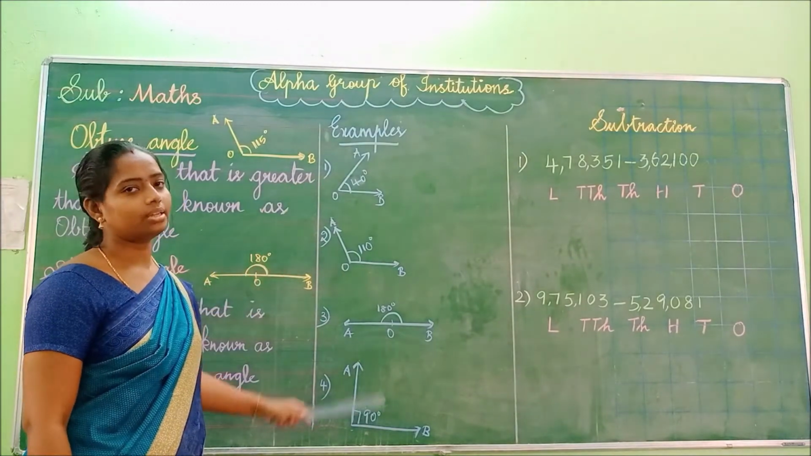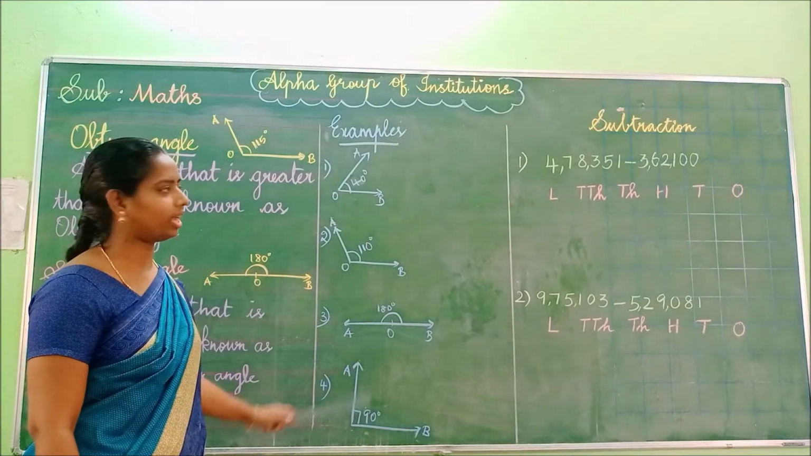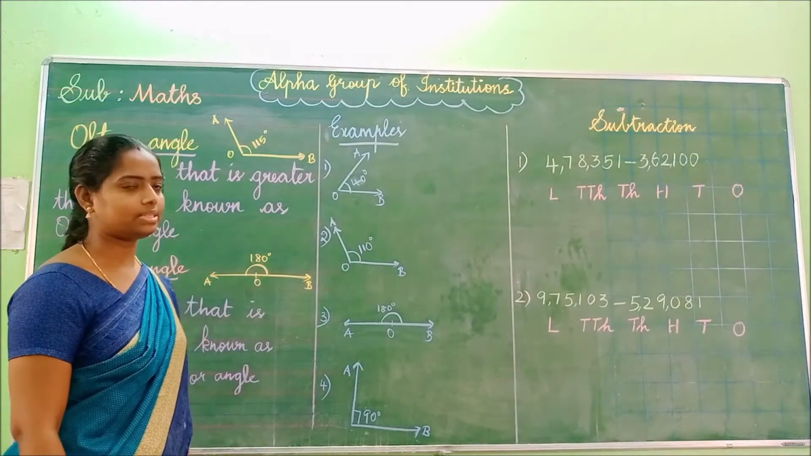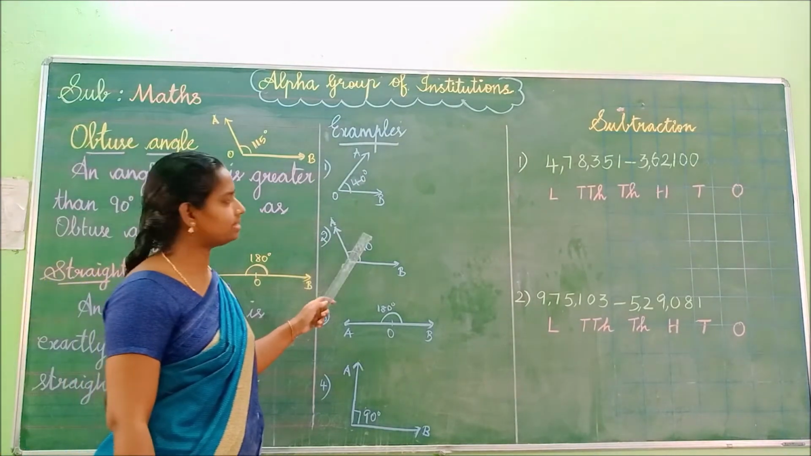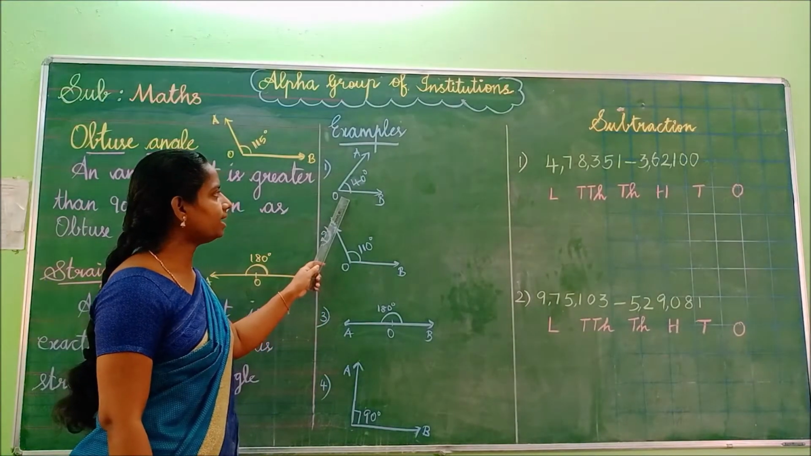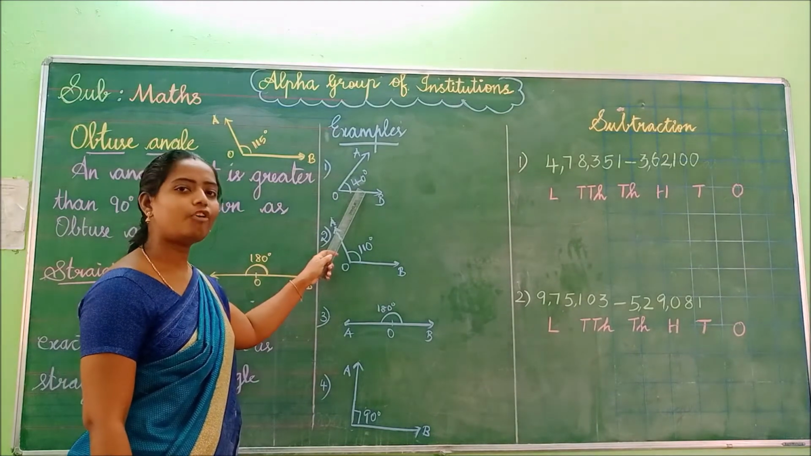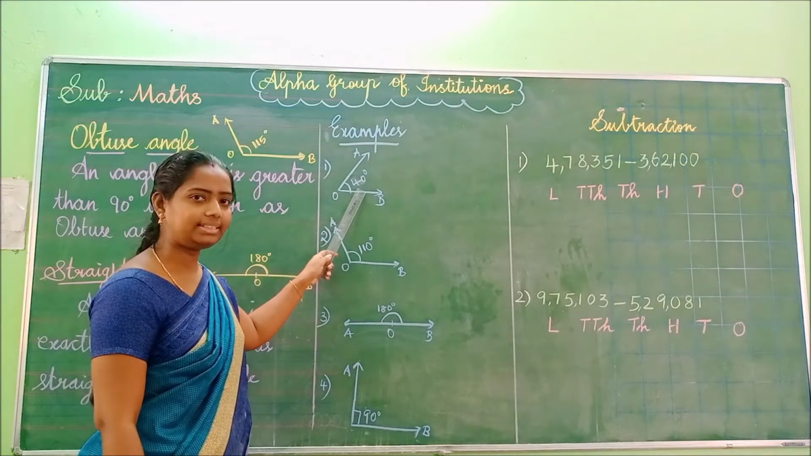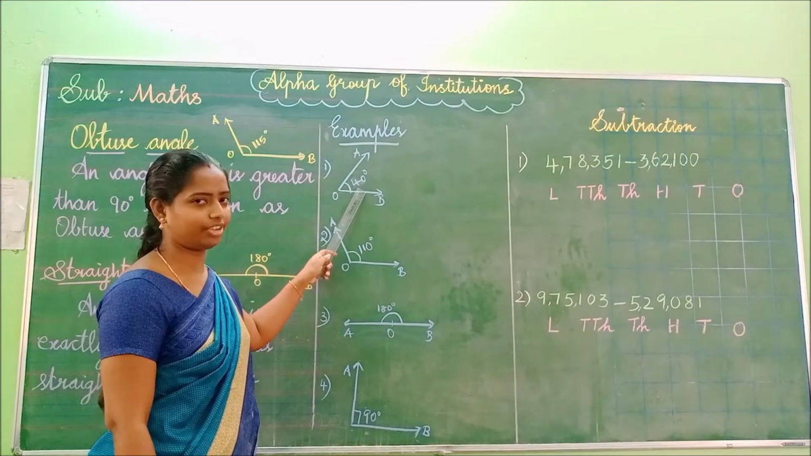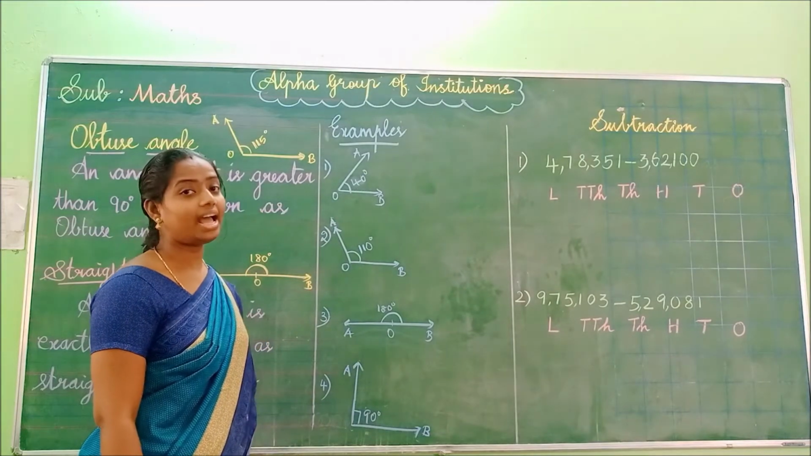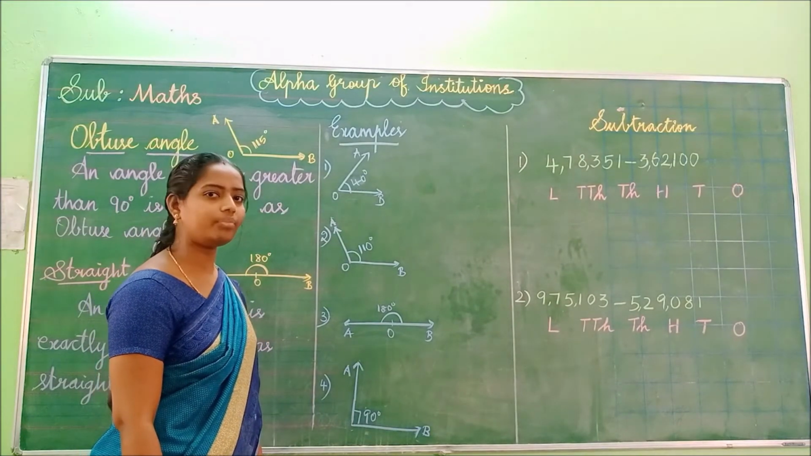Okay children, now we are going to see the problems based on this. We are going to see examples based on this. You are only going to tell the answer to me. See the angle I showed you, the 40 degree. What is the angle, student? Yes, very good. It is an acute angle.